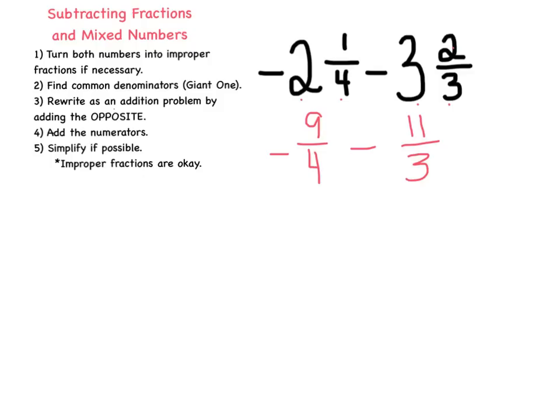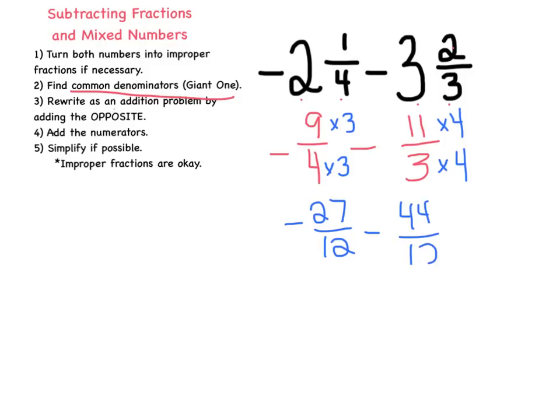Step 2, find common denominators. Okay, well, I know 4 and 3 both go into 12. So to turn 4 into 12s, I need to multiply by 3. And if I do it to the bottom, I better do it to the top. And to get 3 into 12, I need to multiply by 4. So there's our giant 1 at work in this problem. And when I rewrite my fractions below, I have negative 27/12 minus 44/12. We've got our common denominators.